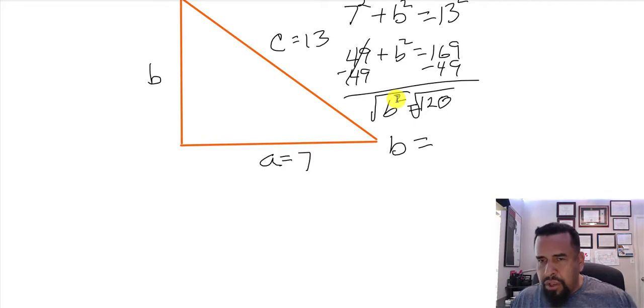Hey, Google, what is the square root of 120? The square root of 120 is approximately 10.95. So there you heard it, approximately 10.95.